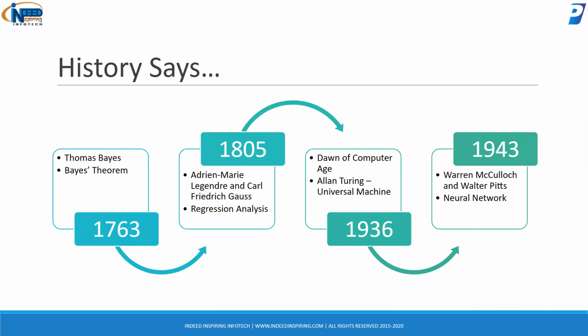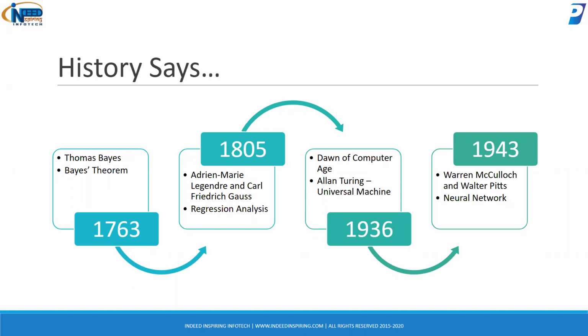Like in 1763, Thomas Bayes came up with Bayes theorem. In 1805, Adrien-Marie Legendre and Carl Friedrich Gauss came up with regression analysis. Then 1936, that was the dawn of the computer age, and Alan Turing came up with the Turing machine, and the famous Turing test.